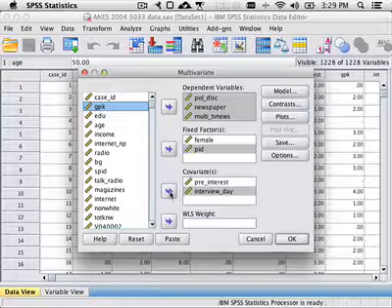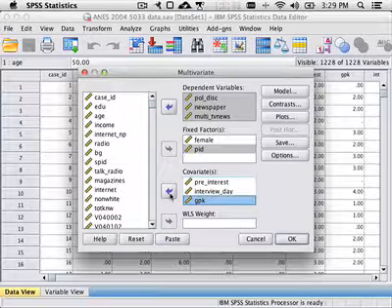Michael? Can covariates be both continuous and nominal, ordinal, or do they have to be continuous? Anybody want to take a stab at that? So covariates, what level of measurement? Continuous or?